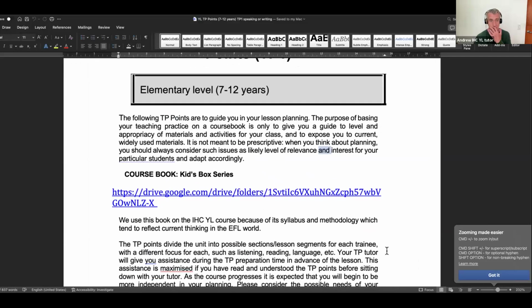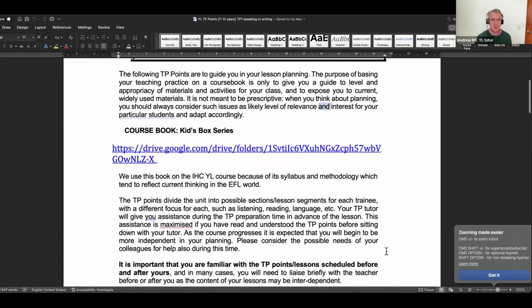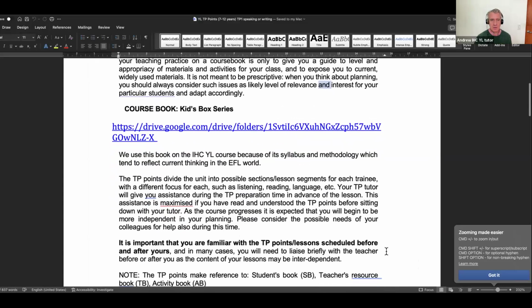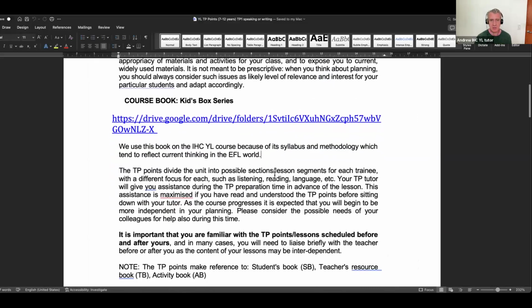So we're using the Kids Box series, and we use this book on this course because of its syllabus and methodology, which tend to reflect current thinking in the English foreign language world, teaching English for foreign language world.